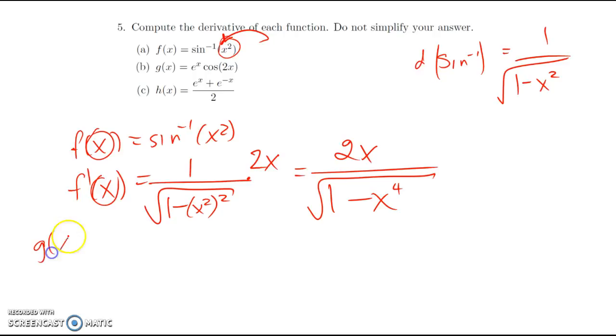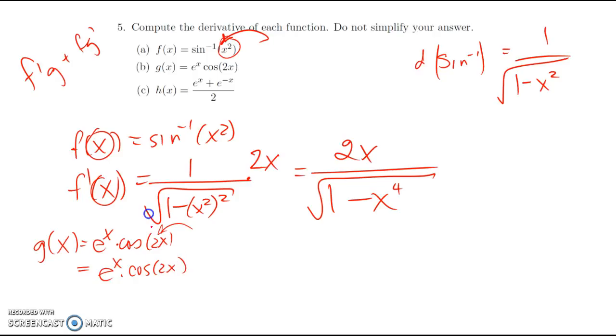All right, g of x is e to the x cosine of 2x. We've got the product rule as well as the chain rule. Not the power rule, I'm saying the product rule: f prime g plus f g prime. So the derivative of e to the x is e to the x times cosine of 2x, plus e to the x times the derivative of cosine, which happens to be negative sine of 2x, times the derivative of the inside, which happens to be 2. And you're set.